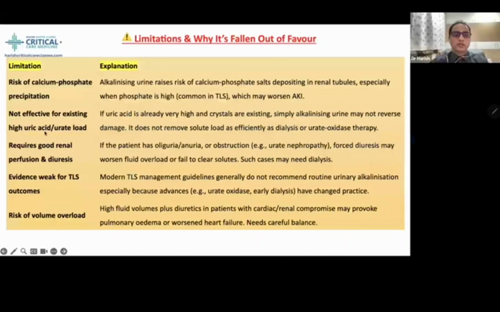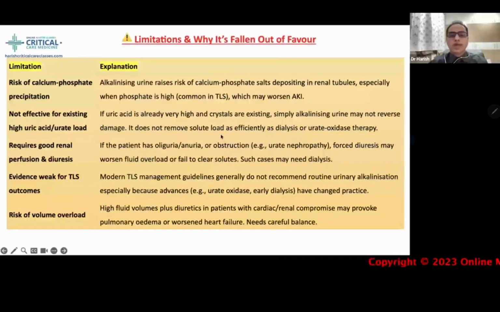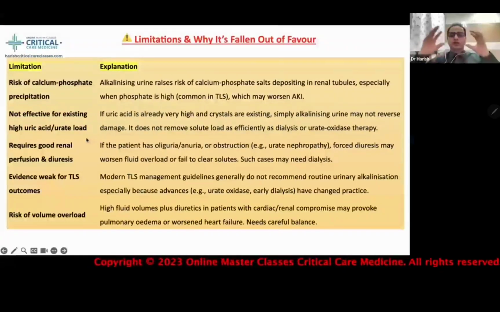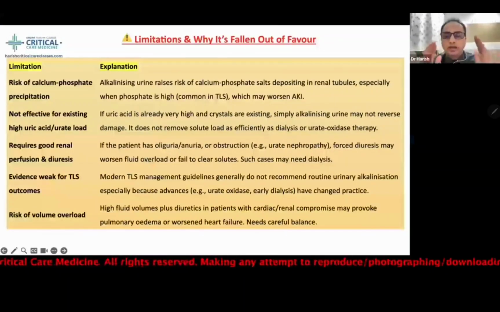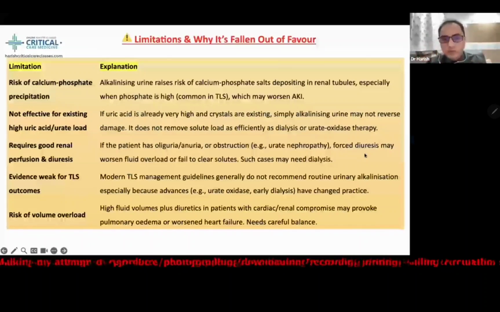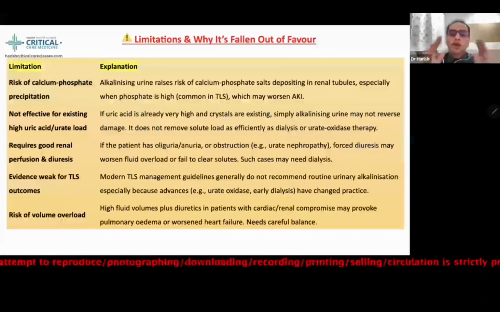It is not effective for existing high uric acid or urate load. If uric acid is already very high or crystals are existing, simply alkalizing urine may not reverse the damage. It does not remove the solute load as effectively as dialysis or urate oxidase therapy, that is rasburicase. If crystals are already formed, it is not going to remove them. It also requires good renal perfusion and diuresis. If the patient has oliguria, anuria or any obstruction because of the urate nephropathy, forced diuresis may worsen fluid overload or fail to clear any sort of the solutes.